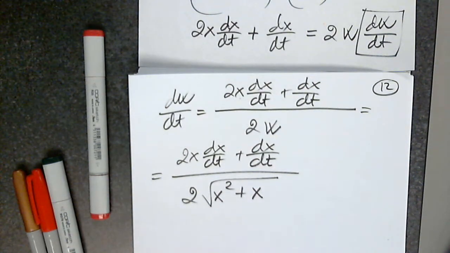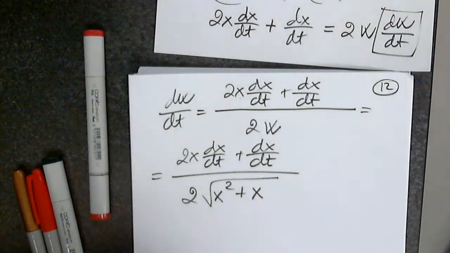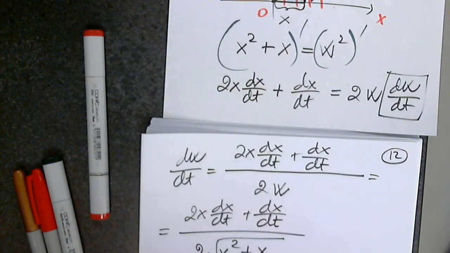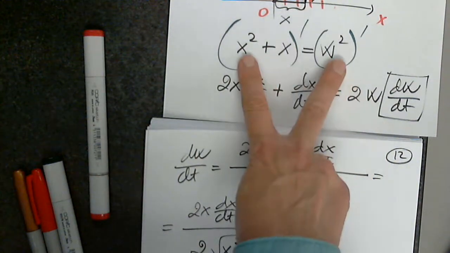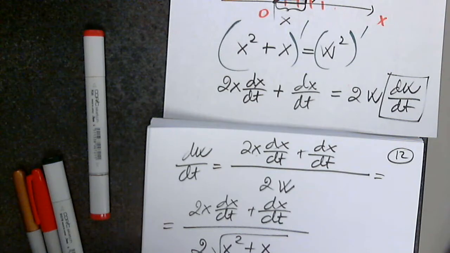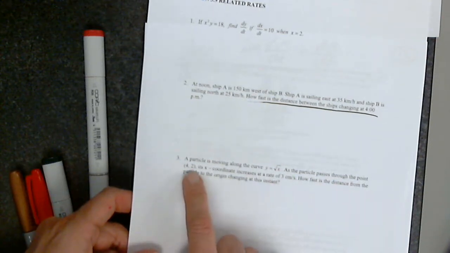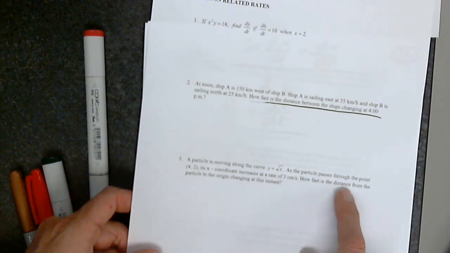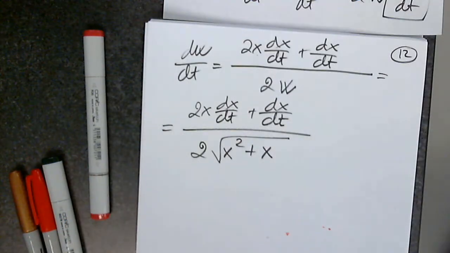And now I'm ready to plug in numbers. So let's read the question one more time. I took the square root from both sides to put w in here. X squared plus x equals w squared. You take the square root from both sides to get w. Better? Let's read the problem one more time. A particle is moving along this curve. As the particle passes through the point 4, 2, its x coordinate increases at the rate of 3 centimeters per second. How fast is the distance from the particle to the origin changing at this instant?